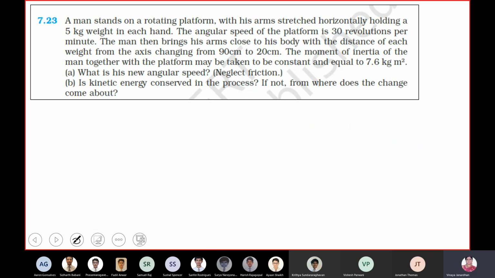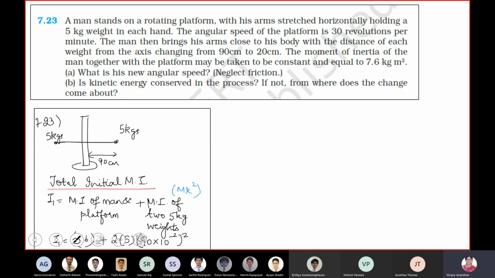Now look at this, boys. A man, I'm just drawing this. A man is sitting on a rotating table and he's stretching his hands with his arms stretched, with 5 kilograms weight in each hand. Arms stretched, and look at this, angular speed is 30 revolutions per minute.